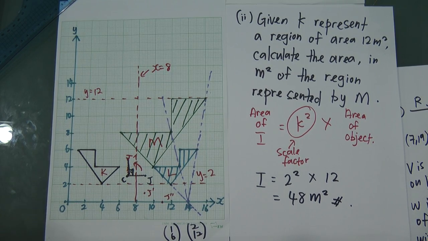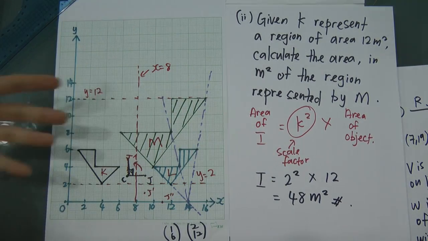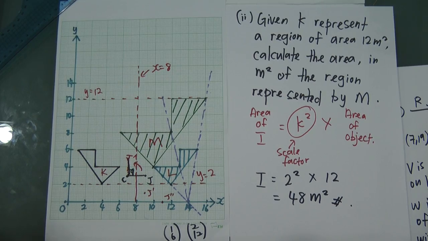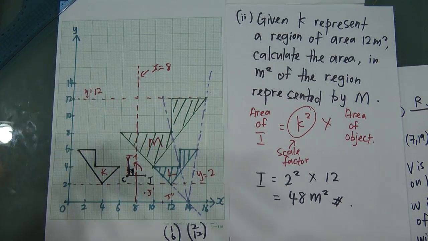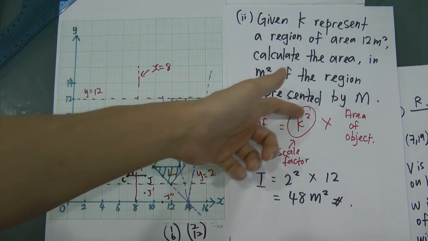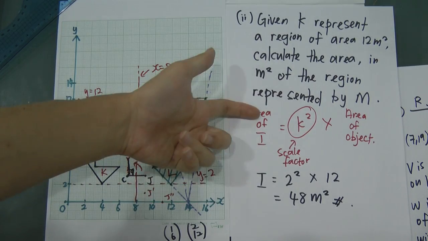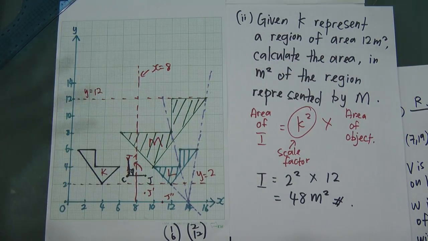So these 3 marks are very easy to get as long as you understand this formula. I'm not sure whether this formula is given in the exam, but as far as I know, it seems not given. It's not hard to remember actually: I equals k square times O, meaning area of image equals scale factor squared times area of object. Then you can get the full mark for this one.